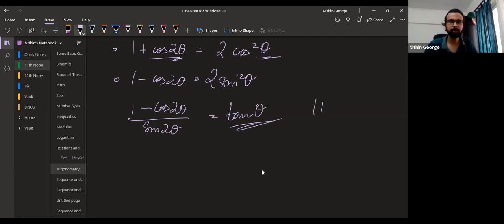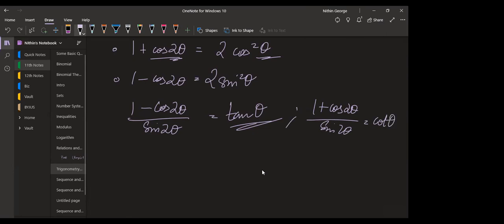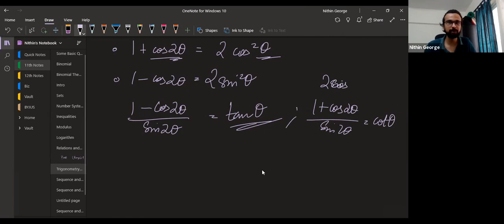Similarly, 1 plus cos 2 theta divided by sin 2 theta will be cot theta. You'll get 2 cos square theta on top and 2 sin theta cos theta below. So the 2 and one cos theta get cancelled out. You get cos theta by sin theta, which is nothing but cot theta.